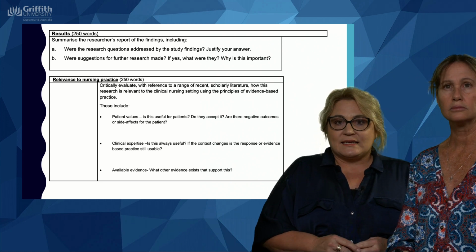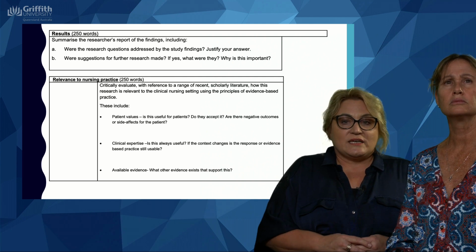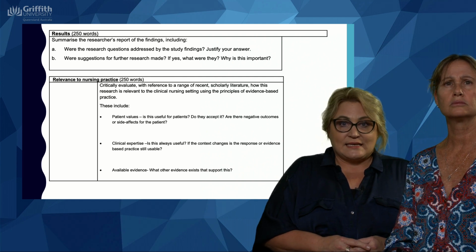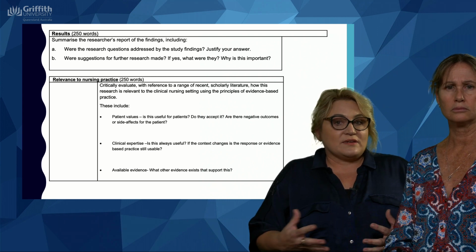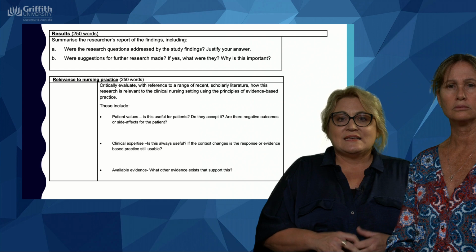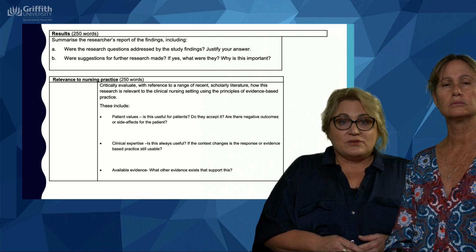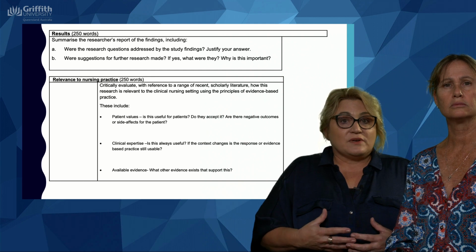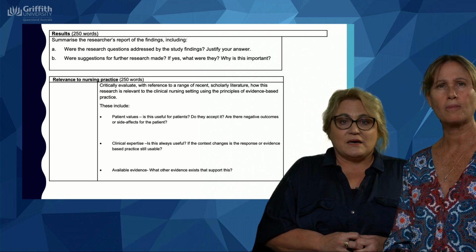Then looking at clinical expertise. Was this always useful? Or is there any context changes in response to the evidence that we need to make? And then also look at the available evidence and what other evidence exists to support this. Sometimes in this section, as throughout that main document, you may find some really good references within the reference list of the article published.